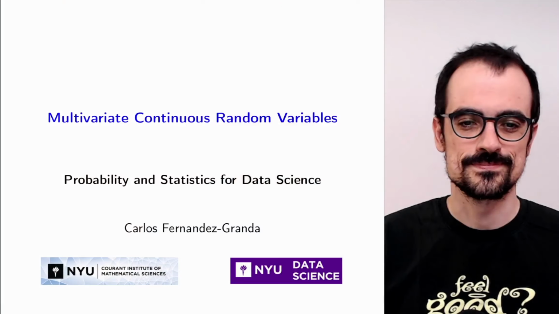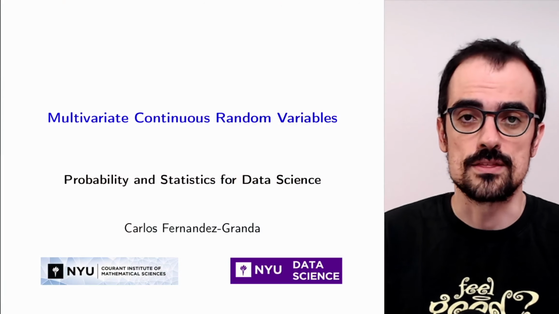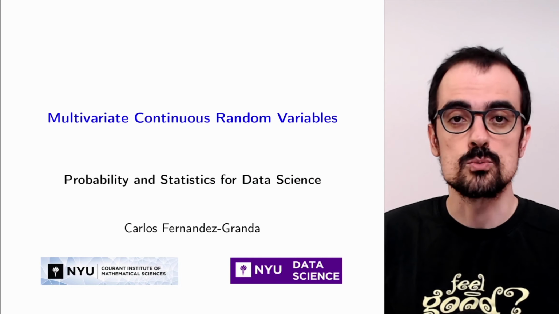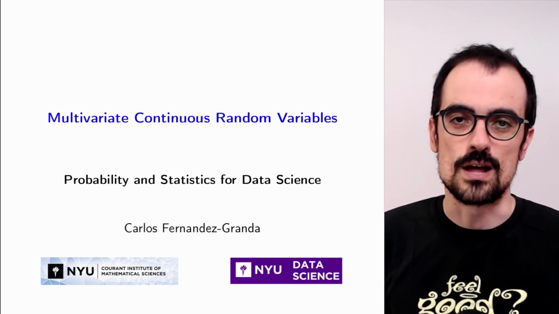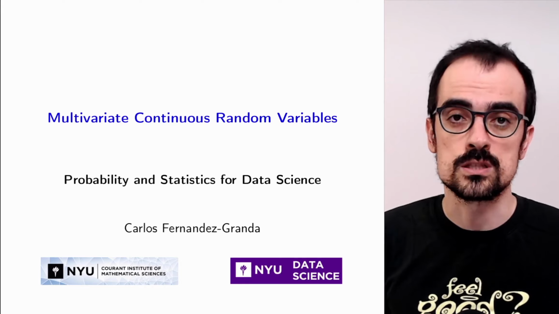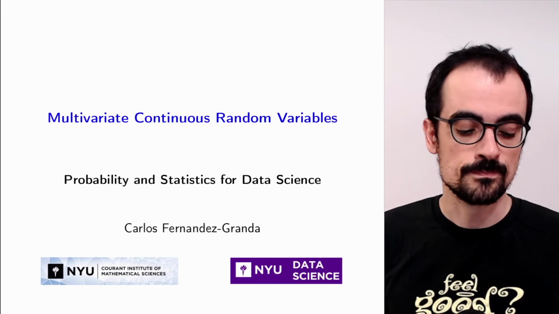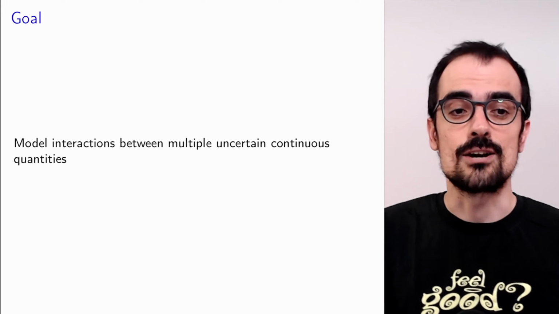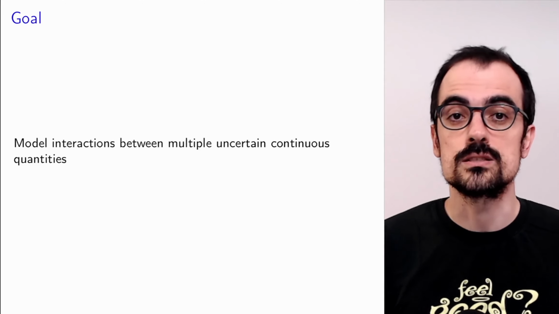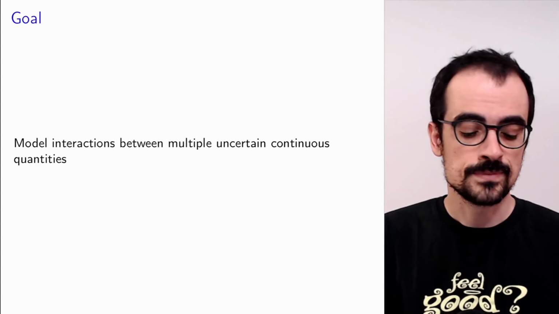Today we're going to talk about how to model multiple continuous quantities as random variables within the same probability space. Let's get to it. When we have several random variables within the same probability space, we often call them multivariate random variables, and today we're going to focus on continuous random variables. Our goal is to model interactions between multiple uncertain continuous quantities.